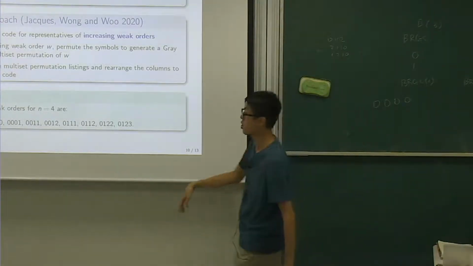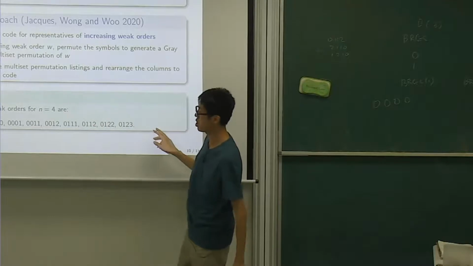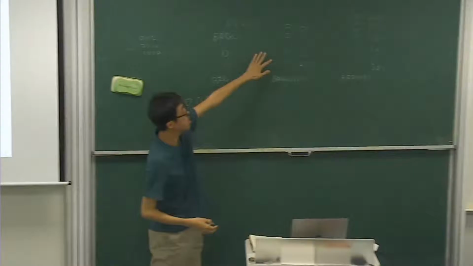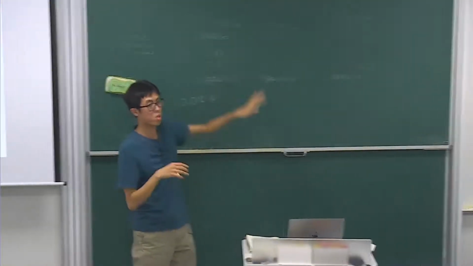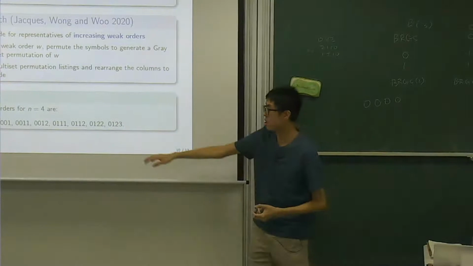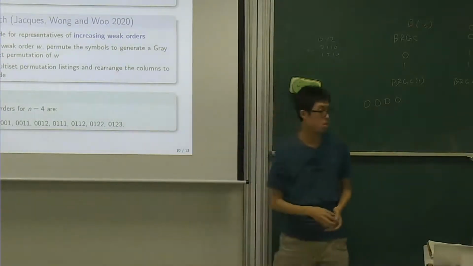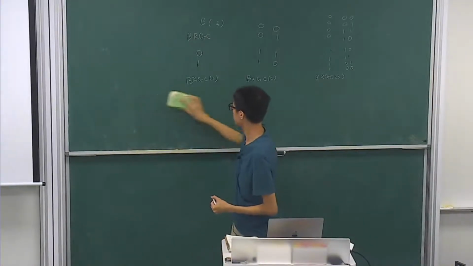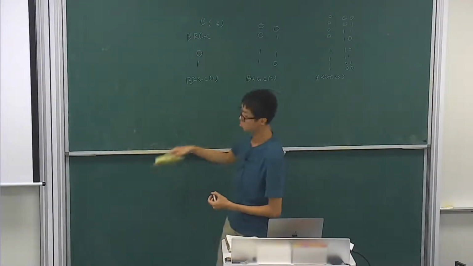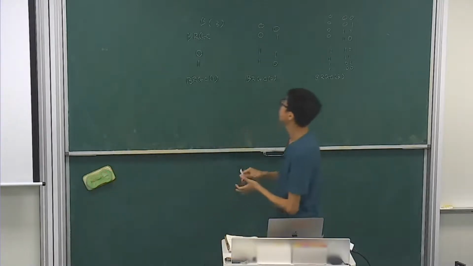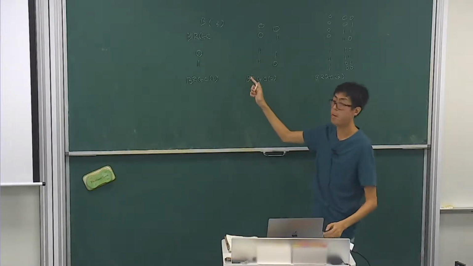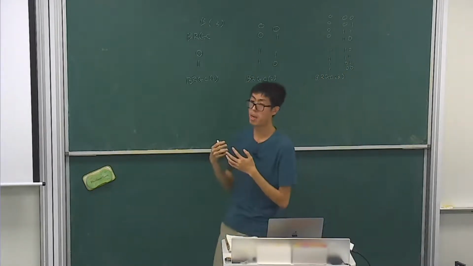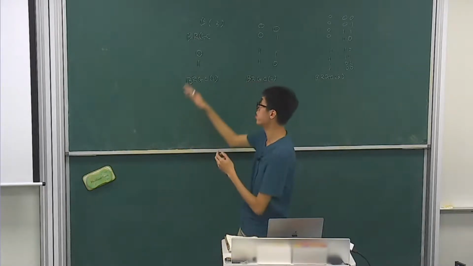And so the first step is how to generate the increasing weak orders. It turns out that there are pretty nice extensions. We can actually use the BRGC approach to generate these increasing weak orders. So let's see how this works. First, how can we generate the BRGC? There is actually a construction tree, or a recursive tree, to generate it.